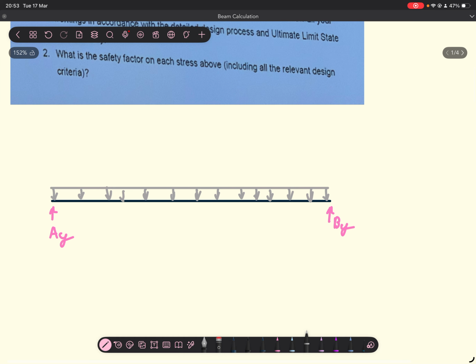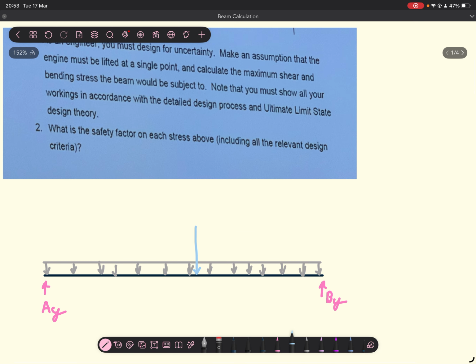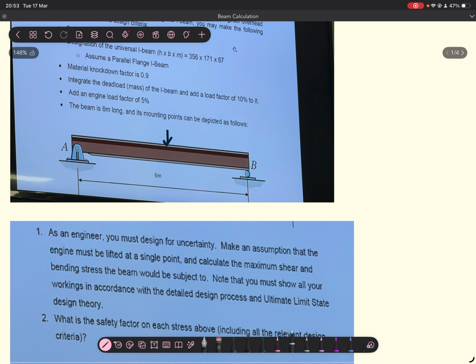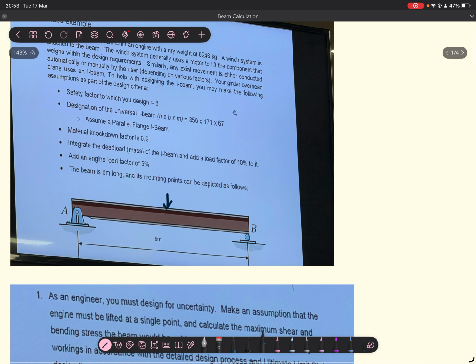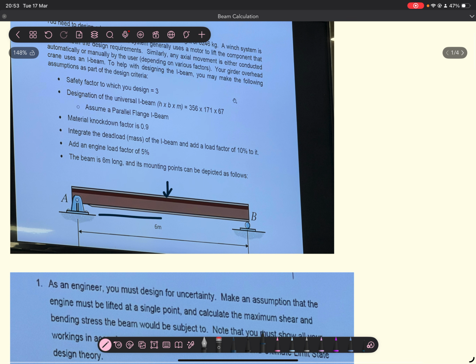Okay, and then we're going to assume that the engine acts in the middle of the entire beam. The reason you have it acting in the middle is that this thing is free to move around left to right. It could be in the middle, could be there, but it's most likely to break the beam if it's in the middle. So that's going to be your point of maximum bending stress.